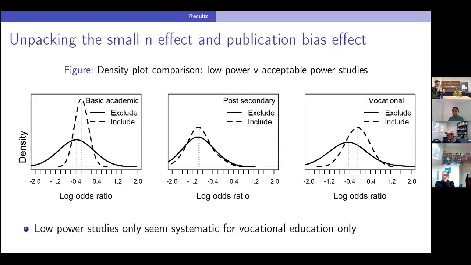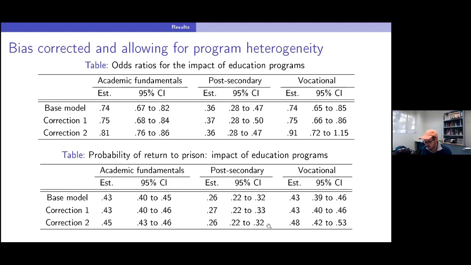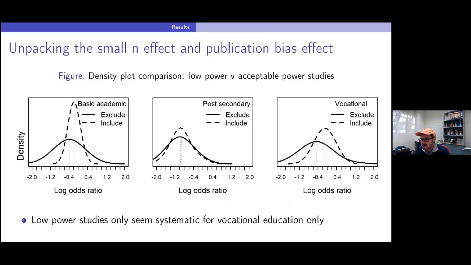Now, unpacking that, if you look here, you can see what's going on in these changes with these bias corrections. What I've done here is I've grouped the studies in terms of those that have low power, which would be the small sample studies, and those that have, against some fairly arbitrary definition, adequate power. And what you can see is that there's not really that much systematic bias going on in the studies. This is just the distribution of effect sizes for low powered studies, and if you look at the peak, they're not radically different from those with high power.